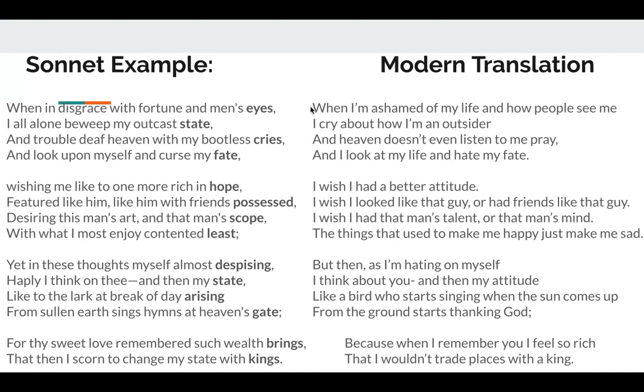When I'm ashamed of my life and how people see me, I cry about how I'm an outsider. And heaven doesn't even listen to me pray, and I look at my life and hate my fate. I wish I had a better attitude. I wish I looked like that guy or had friends like that guy. I wish I had that man's talent or that man's mind. The things that used to make me happy just make me sad.